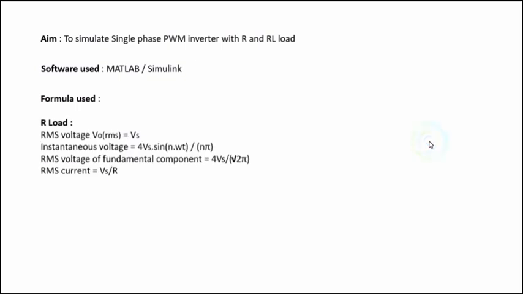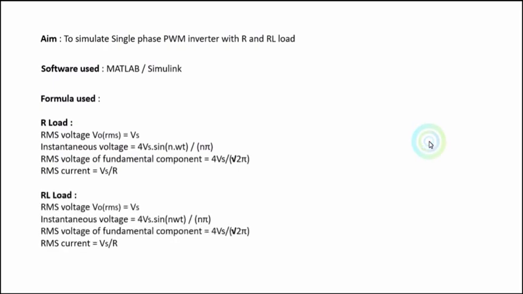Formula used is for R load, RMS voltage V0 RMS is Vs, for instantaneous voltage 4 Vs sin n omega t divided by n pi. For RMS voltage of fundamental component 4 Vs divided by root 2 pi. For RMS current Vs divided by R. For RL load also the formula for voltage remains same.